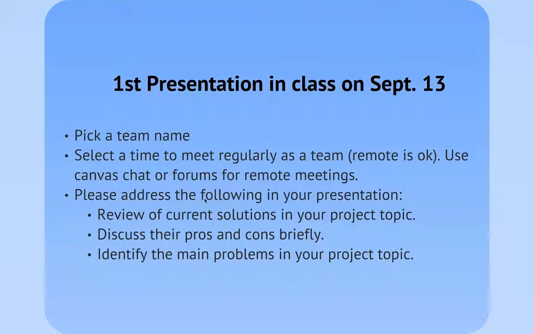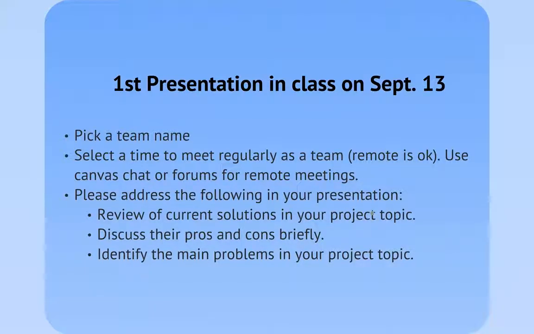Number three is what you have to do for your first presentation. So again, you don't need to submit a report. All you need to do is prepare a presentation and present it in class. Okay? The online team will be doing a video, but that's different. So what you need to do first is to review current solutions in your project topic. Like I said, you have to first decide what your project topic is.